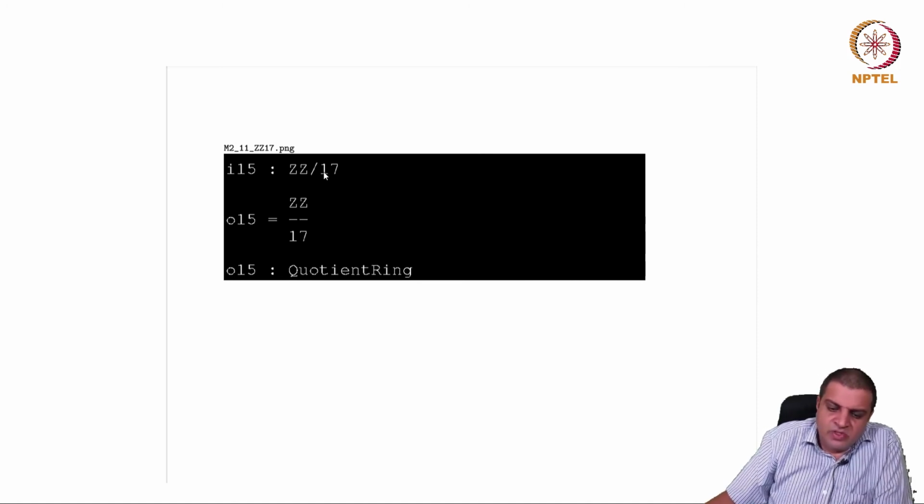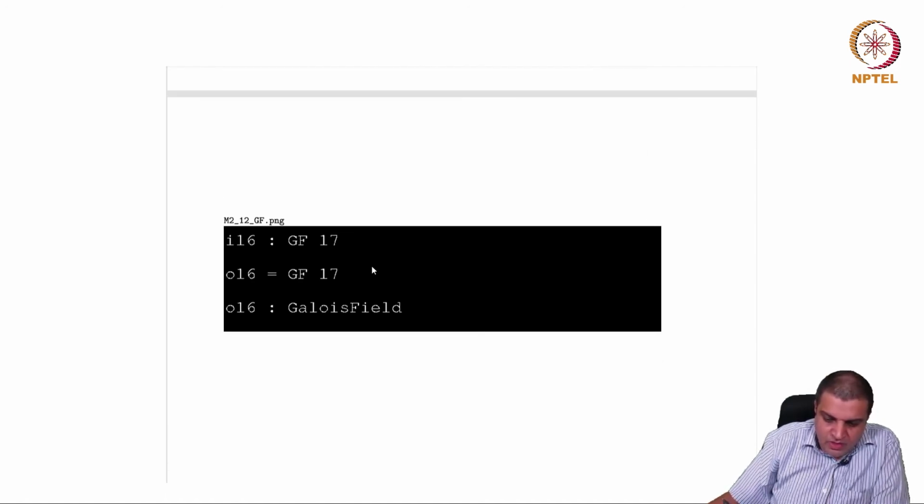Now I ask ZZ mod 17. The way we would do it on pen and paper, this denotes the residue class of integers mod 17. It says it's a quotient ring. I have not yet defined a quotient ring, but it just says here is a ring of class quotient ring. We'll worry about quotient rings in the next lecture.